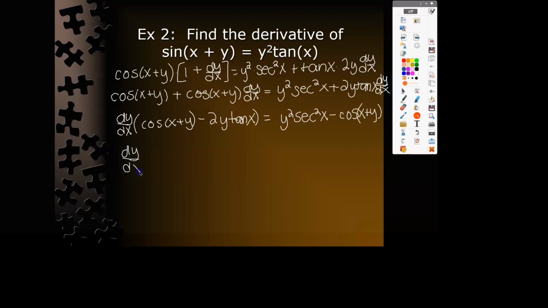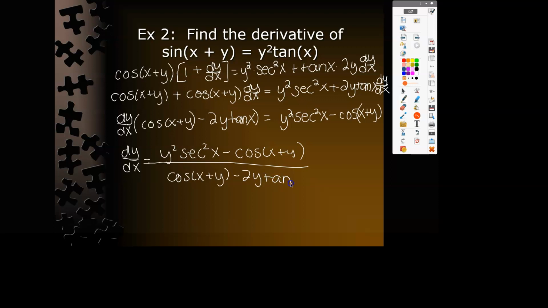And for our final answer, we have y squared secant squared x minus cosine x plus y over cosine x plus y minus 2y tan x.